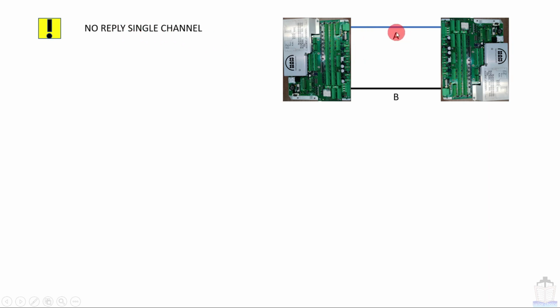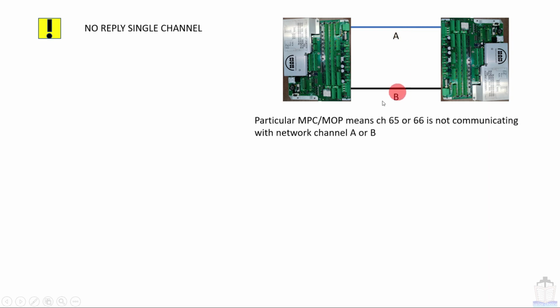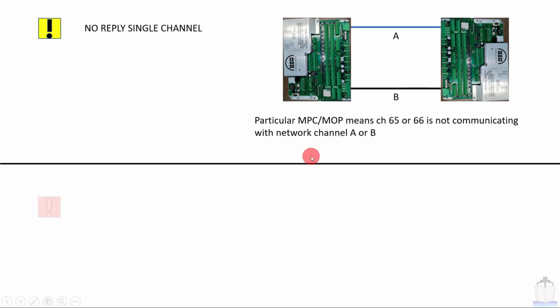In this network system there are two network cables, A and B. So the simple meaning of this is that a particular MPC MOP, meaning channel number 65 or 66, is not communicating with network channel A or B. That means either of the channels is not working for a particular component. Suppose this is CCU1, and if CCU1 is not establishing communication through network cable A, then this alarm will appear in the CCU1. I hope this is clear. Now we are moving to our next symbol, that is no communication.